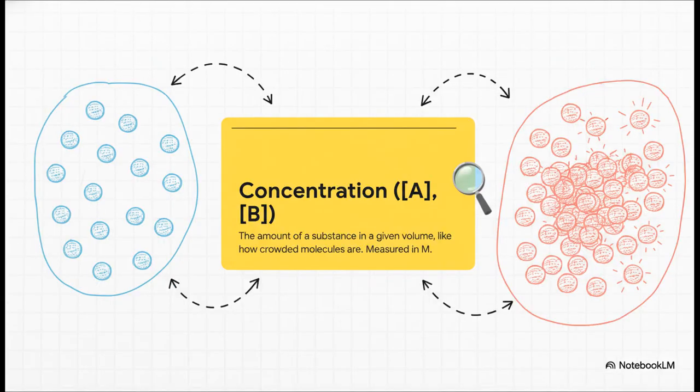Next up, we've got concentration, which you see in those brackets. For any reaction to actually happen, molecules have to physically bump into each other. Concentration is just a way of saying how crowded they are. It's kind of like a party, right? The more people you cram into a room, the more conversations and interactions you're going to get. Same exact idea with molecules.